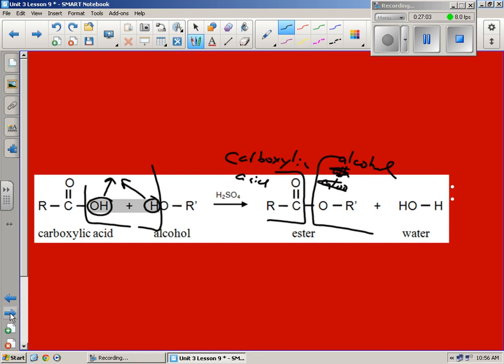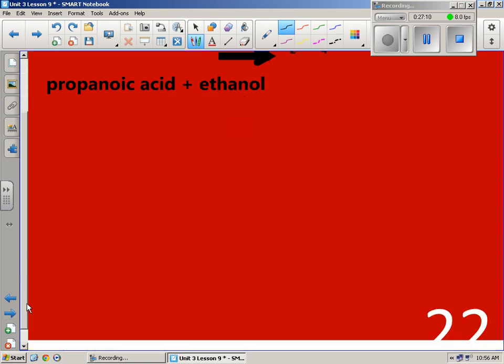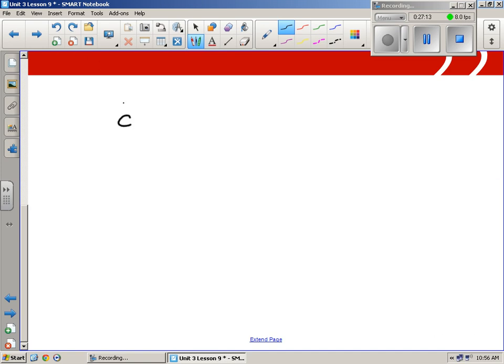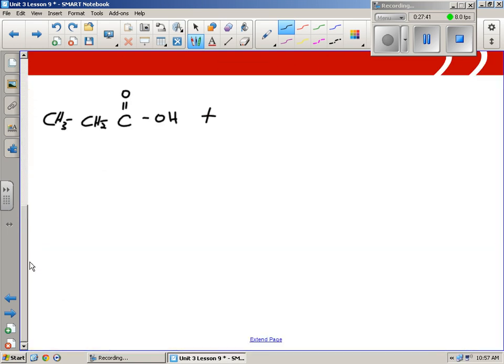So, let's take a look. Propanoic acid and ethanol. I like to do them like that all the time because it helps me keep it straight, because I always know that I name them the same way all the time. That's not always going to work out for you, but if you can do it, that's fine. That's propanoic acid, and ethanol. Ethanol is, of course, CH2, CH3 with an OH group coming off there.